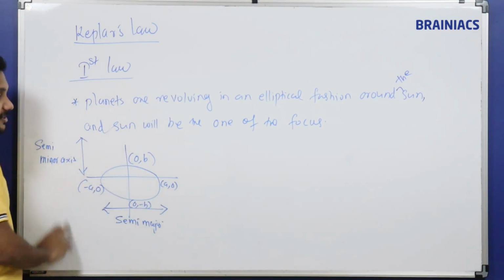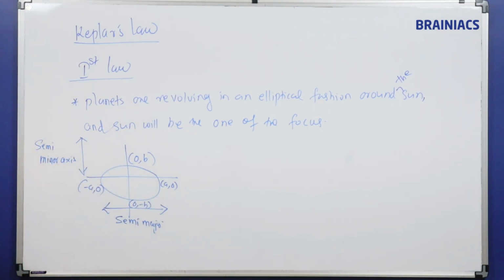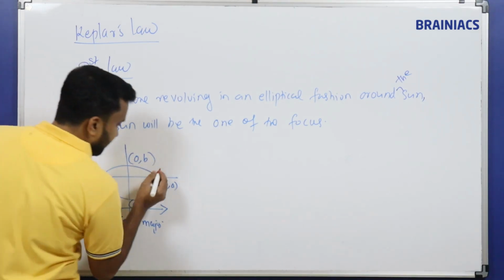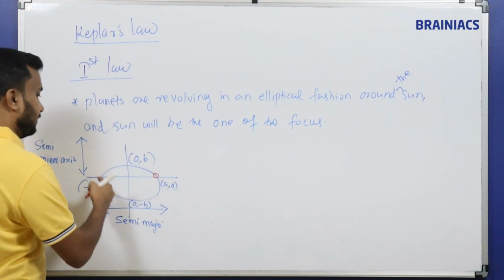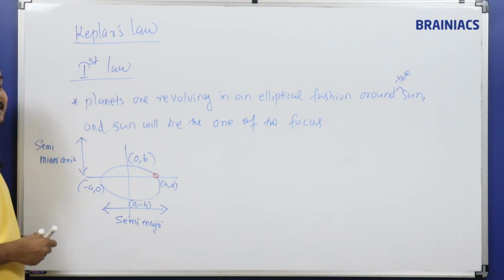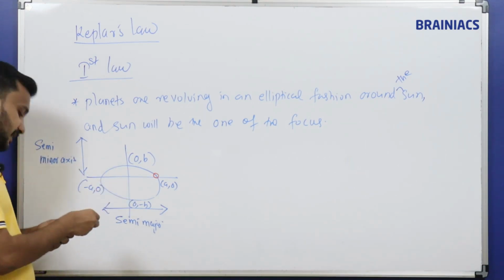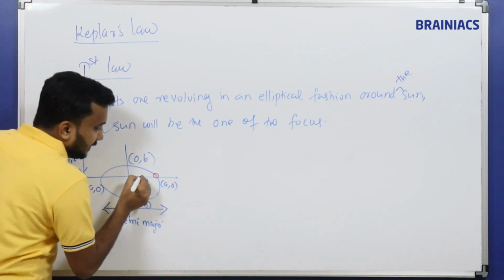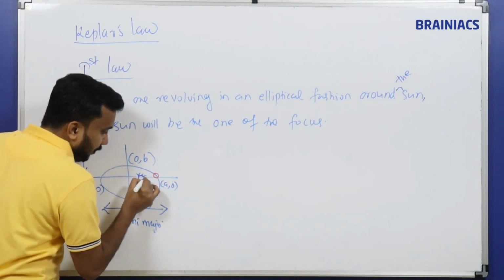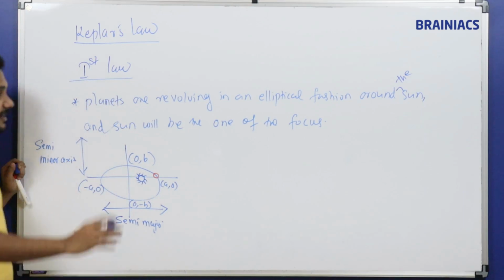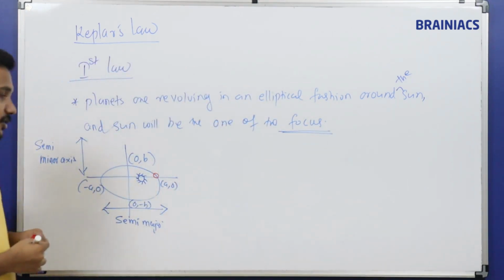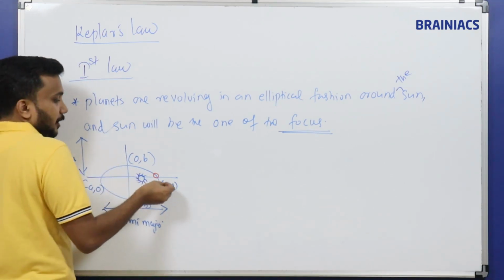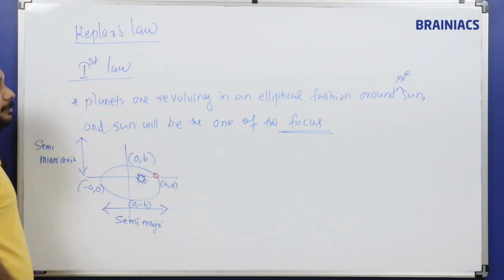Semi-major axis, semi-minor axis. What it states is that the planets are rotating around the sun in an elliptical fashion, which means this is the planet, and this planet is rotating. This is an elliptical structure, and the sun will be at one of the foci. The sun is located here. This is one point, the focus point. I can say one focus. I'll tell you what the word means. Indicate focus. So at the moment you can assume the sun will be here, and the planets are rotating around the sun in an elliptical fashion.